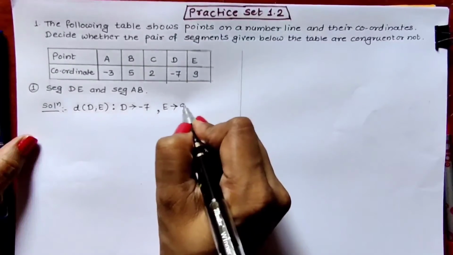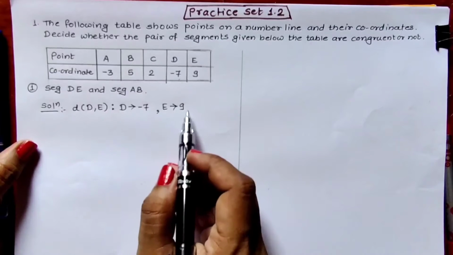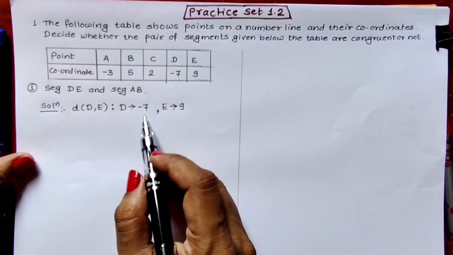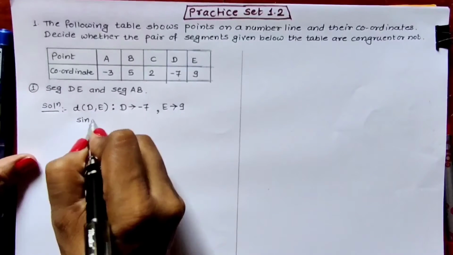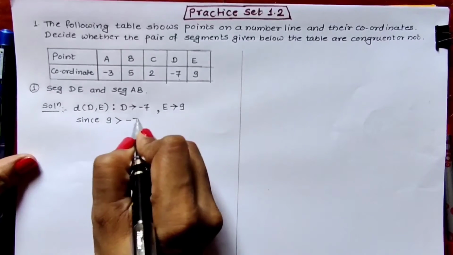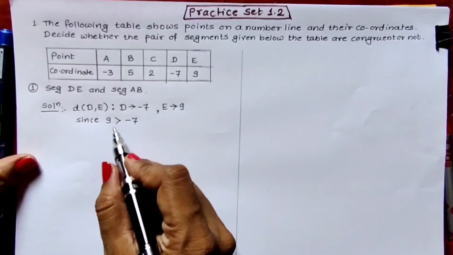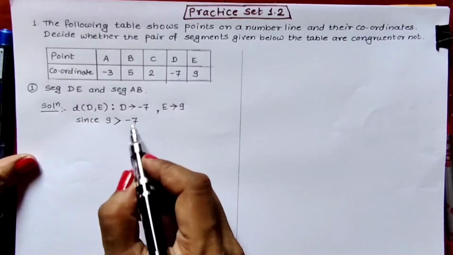is 9. Now we all know 9 is bigger than -7. All positive numbers are bigger than the negative numbers. So we write here, since 9 is bigger than -7. You can say bigger or greater. We will be using this comparison sign. 9 is greater than -7.